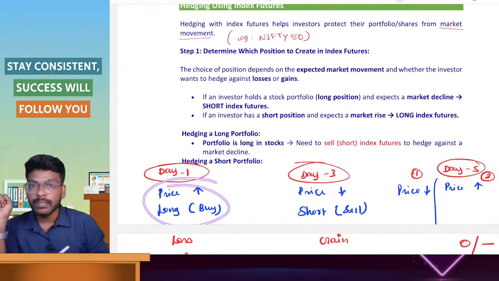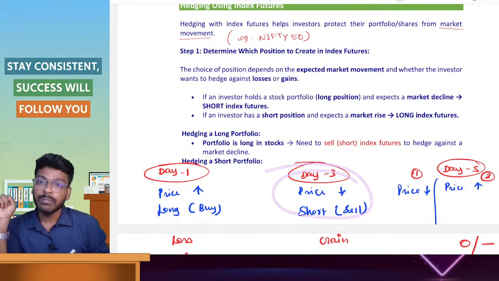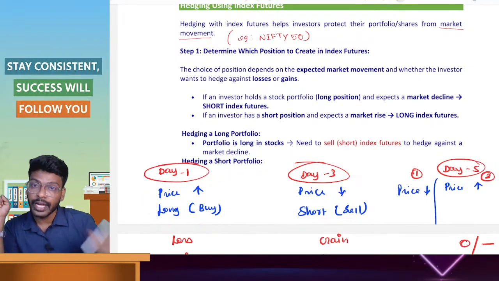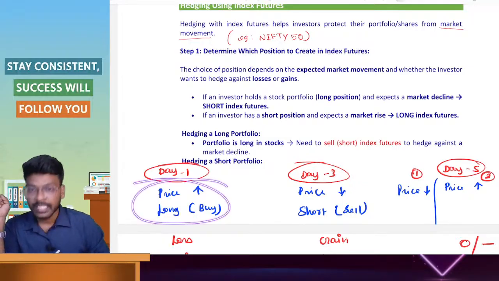Day 1 invest பண்ணியாச்சு. Day 2 news வருது. So I'll go for a short position to hedge my previous day decision.